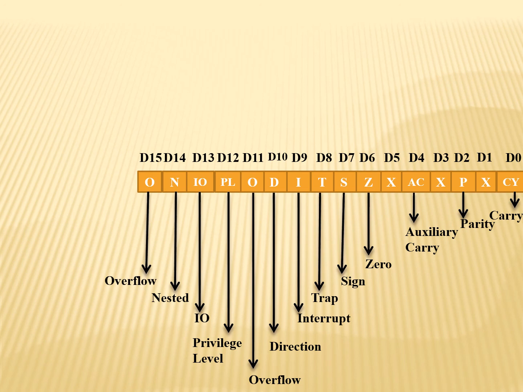Overflow flag, again, is at the D15th bit. This overflow flag is applicable for the 32-bit processor. When I am multiplying 32 into 32 or dividing 64 by 32, the flag will be set.